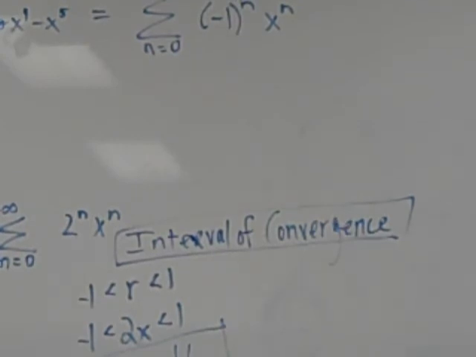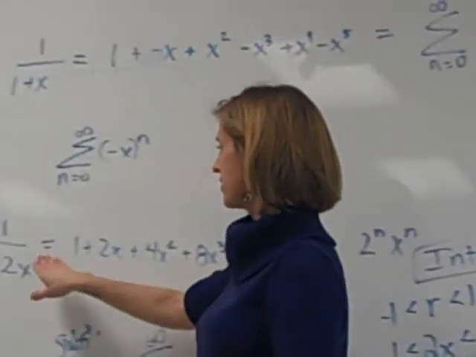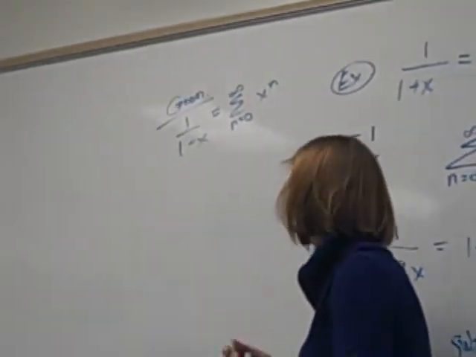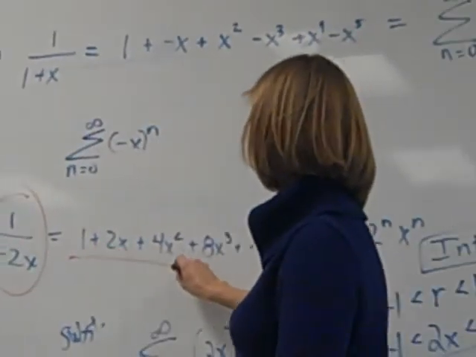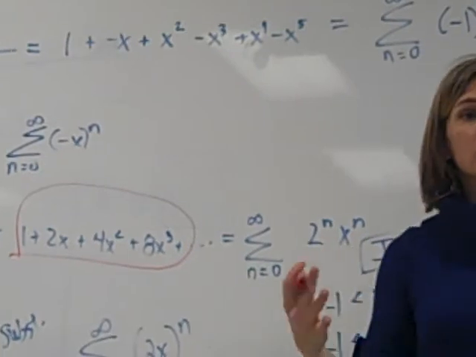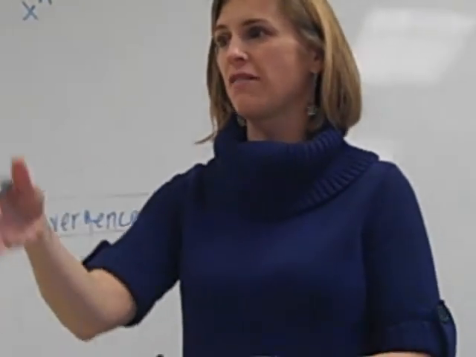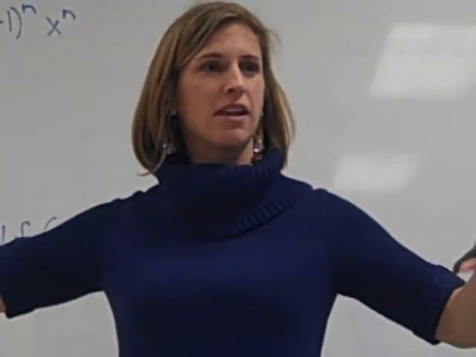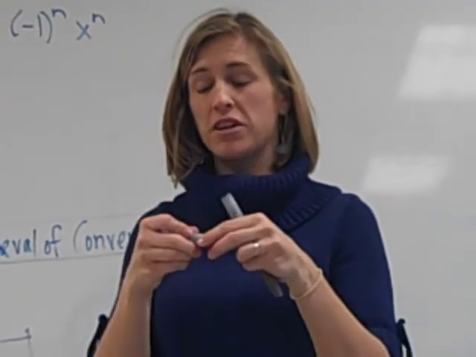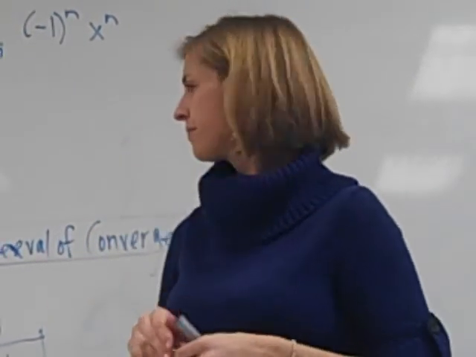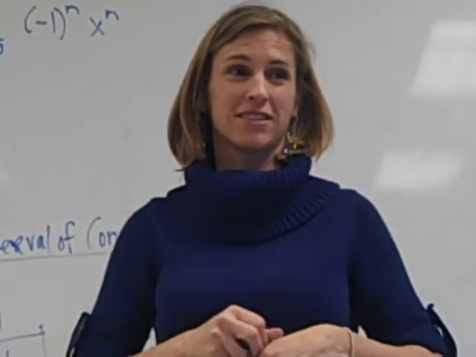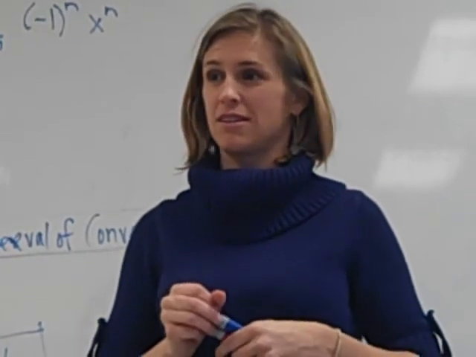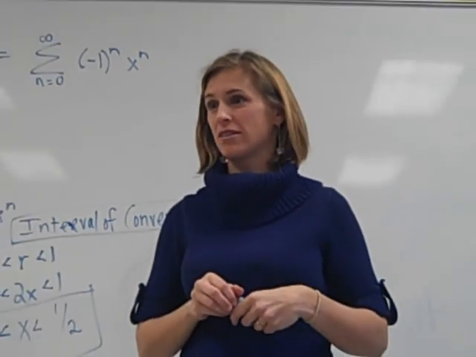I don't want to take the time, but if I went and graphed this, and graphed a bunch of these, it's only going to match from when x is -1/2 to 1/2 now, instead of negative 1 to 1. So the interval of convergence is just smaller. Is that okay?